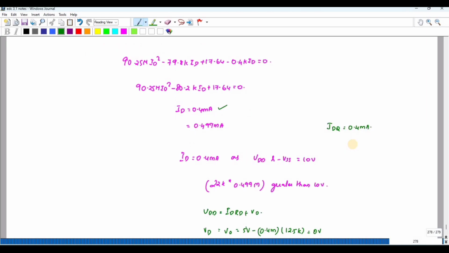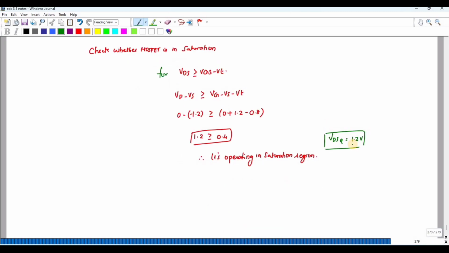So this is how you have to find the Q point for the given MOSFET.